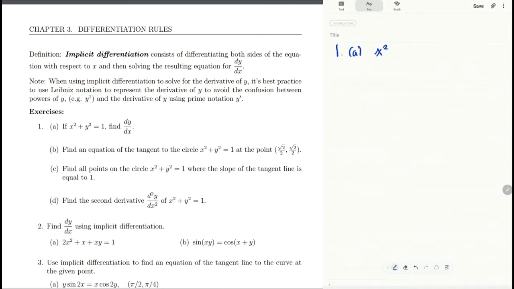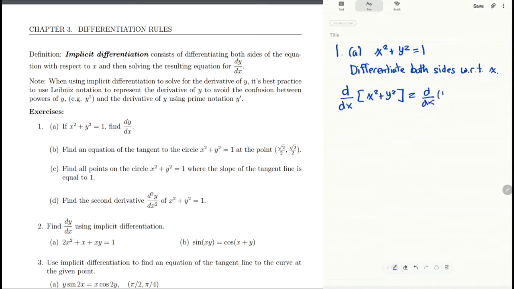So here we have the unit circle. So x squared plus y squared is equal to 1. Now let's find the derivative dy over dx. Since we're dealing with an implicit function, we need to use implicit differentiation. So the first step is we differentiate both sides with respect to x. And so what we have is the derivative of x squared plus y squared is equal to the derivative of 1.